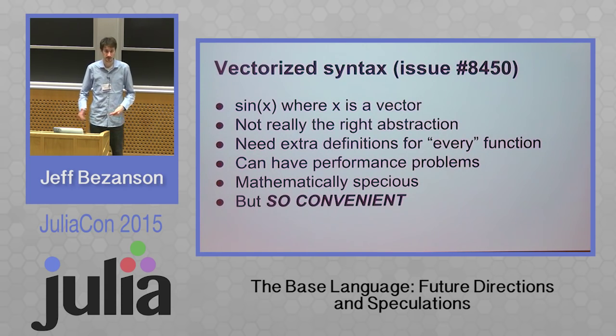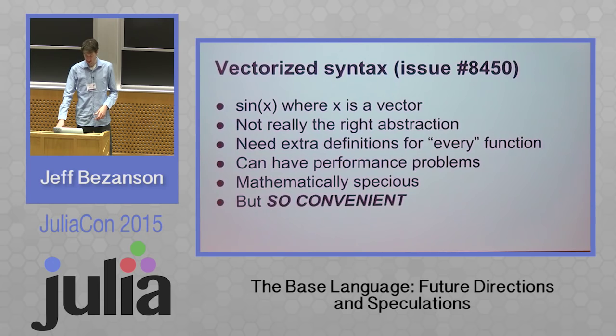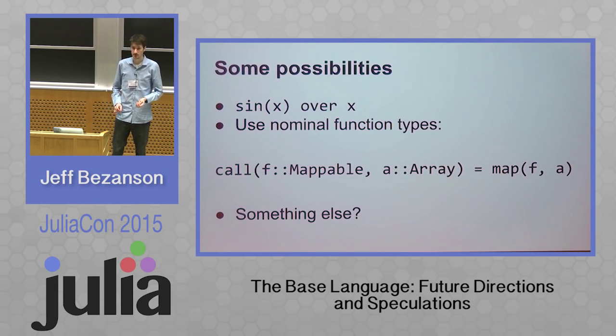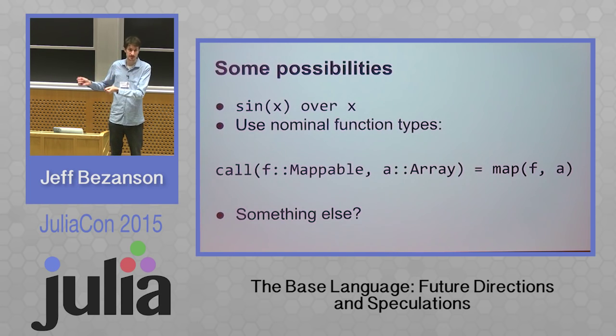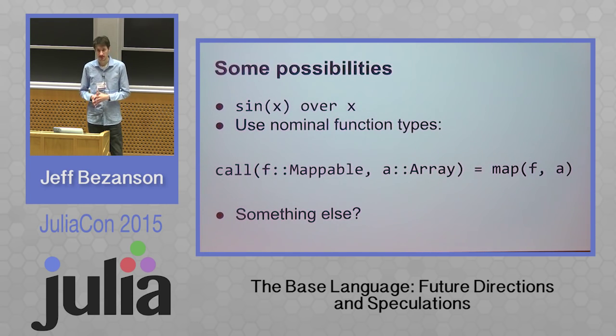There's a long discussion there. And I think the question is, can we get something better that is close to that level of convenience? And it's pretty hard to know what to do. So there have been a few proposals. So one is to write something like sine of x over x, which, of course, is longer. It's not exactly clear what it exactly means. So this is tricky. But I'd like to try to find some kind of a syntax or an approach that's as convenient.